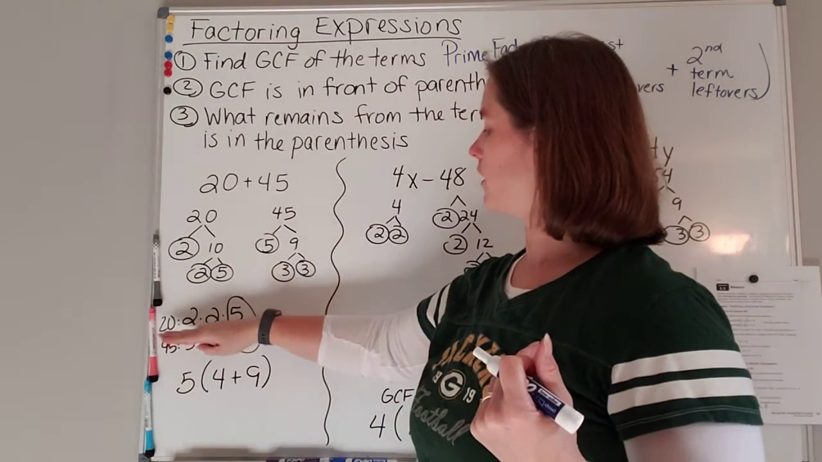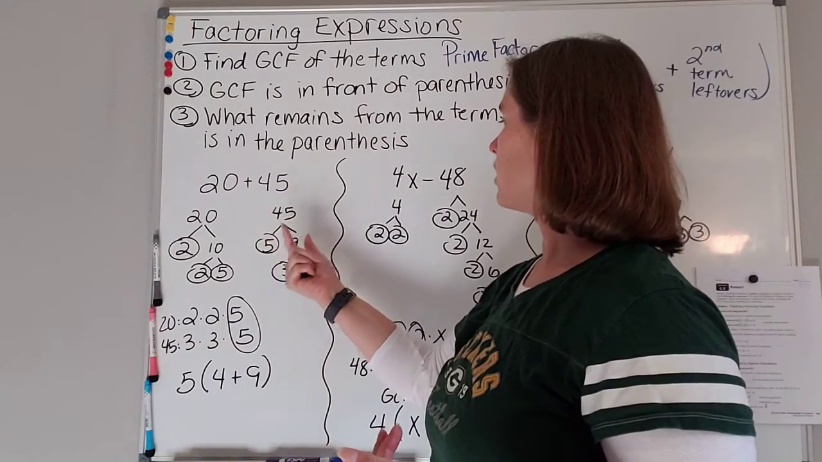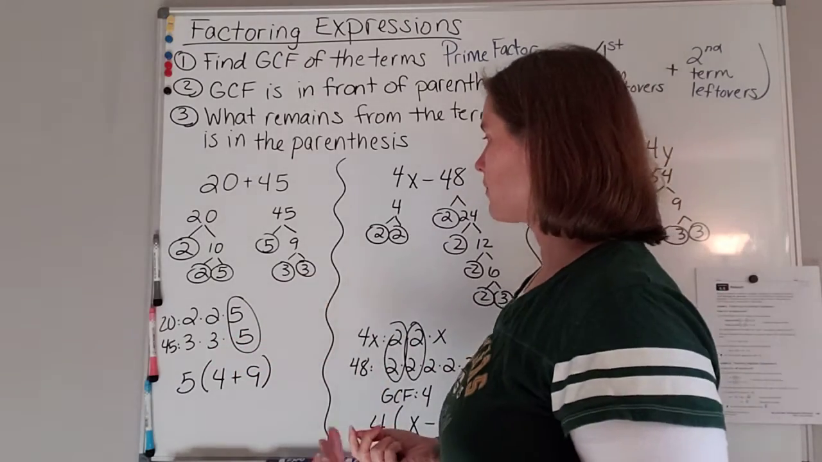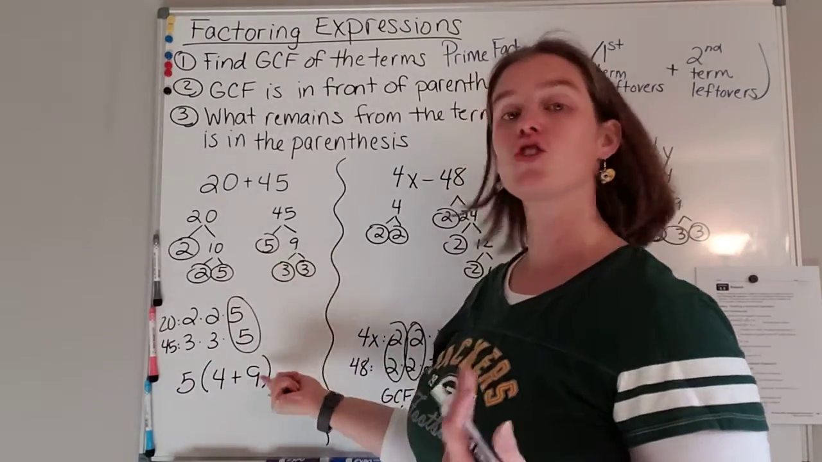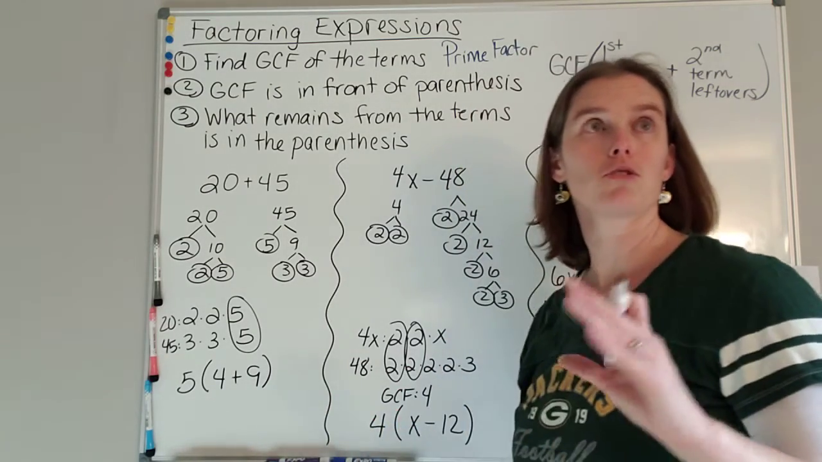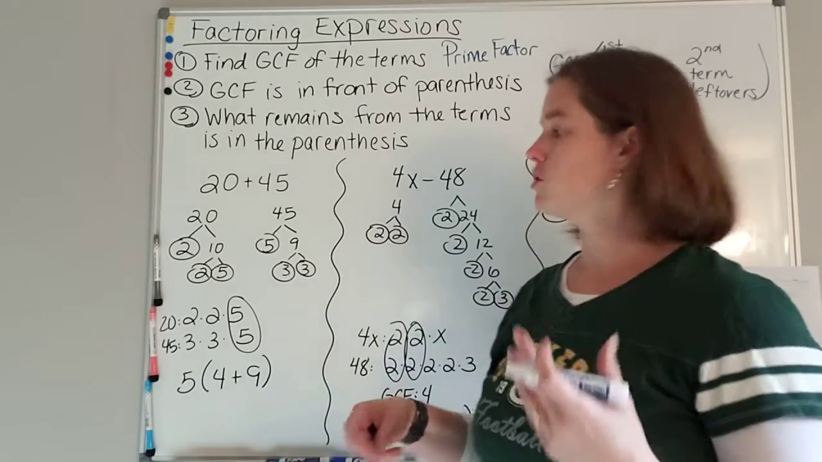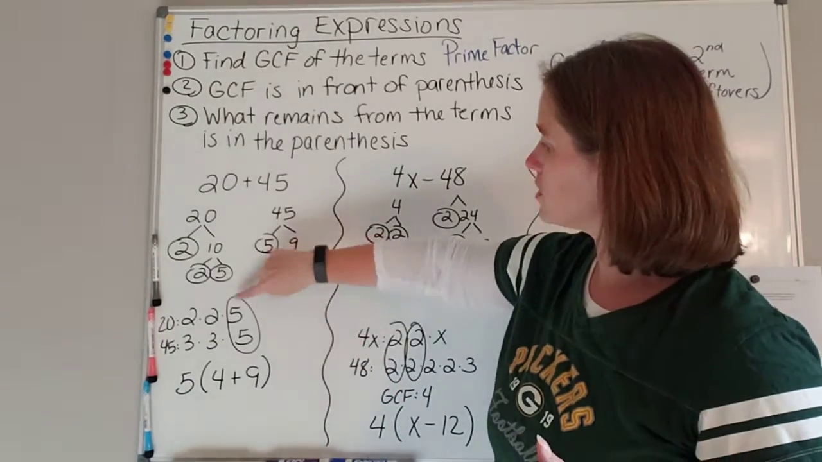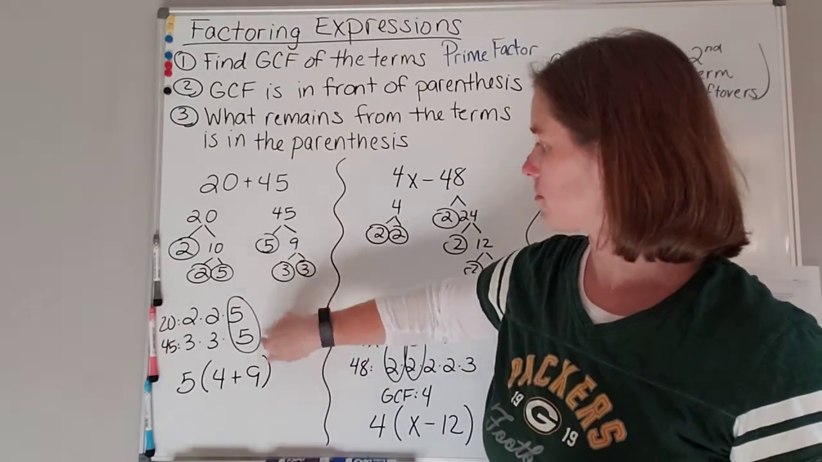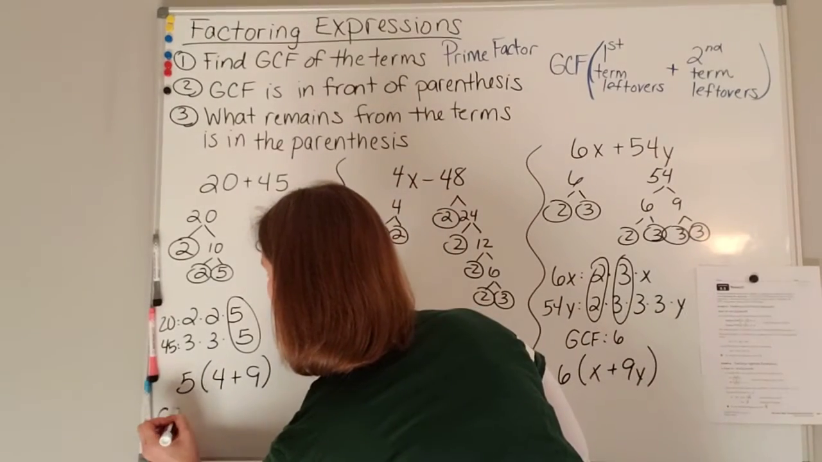And I had that written down there. 45, I picked 5 and 9. So 5 is prime, 9 is not. It breaks down to 3 and 3. 3 times 3 times 5. Now I look for what's common, and I circle that. What I circle becomes my GCF. Now if there are multiple things that I've circled, then I have to multiply them. But we're looking for what's common between the two rows of numbers. Well, the only thing that's common is a 5. So that becomes my GCF, and it's out in front.